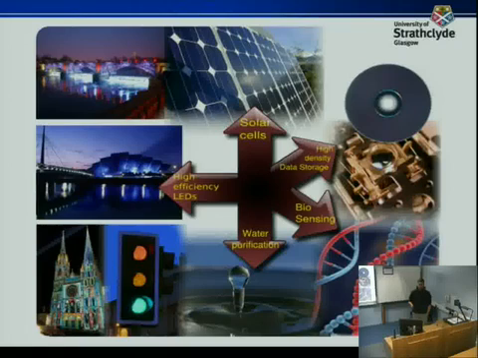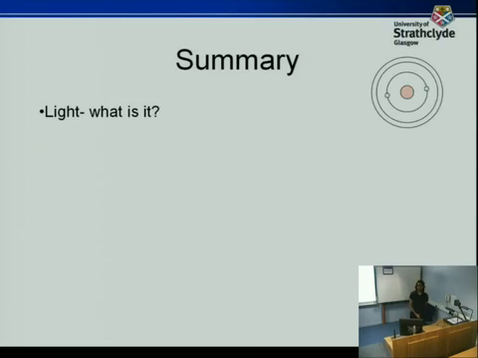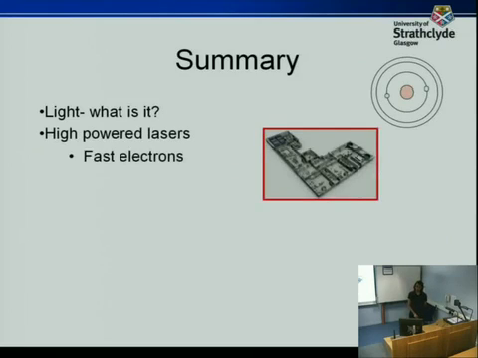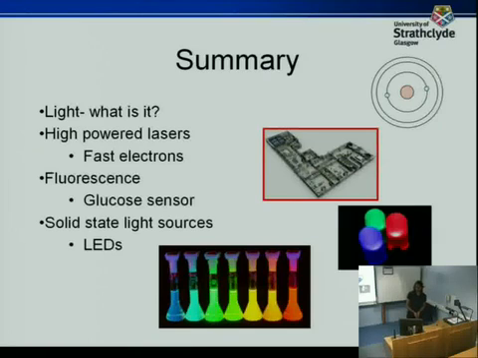And now Nikhil will summarize. To summarize, you've now learnt about a particle description of light, how we can use high-intensity lasers to generate fast electrons. You've learnt about fluorescence and how we can use that for a glucose sensory device, and about solid-state lighting sources. Thank you.